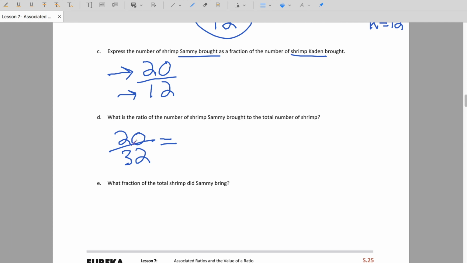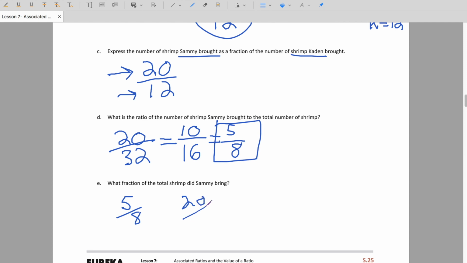So both of these numbers have at least a 2 in them. So we can divide both numbers by 2 and we get 10 and 16. But look, there's another 2 in here, so we can do this again. Divide by 2 again, and this would be 5 and 8. So 5/8 is our reduced or equivalent ratio or fraction there. What fraction of the total shrimp did Sammy bring? Sammy brought 5/8 of the total shrimp, or 20/32 of the total shrimp.